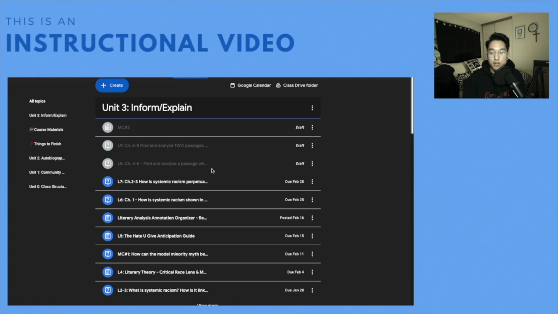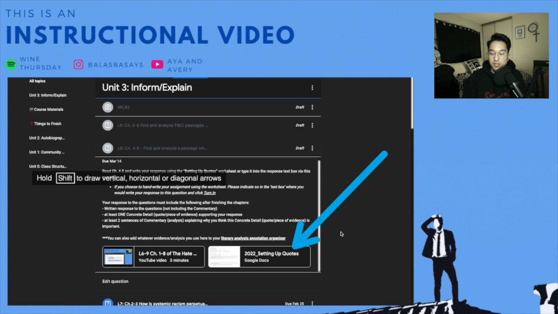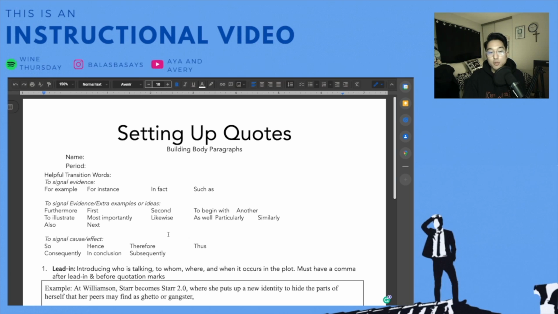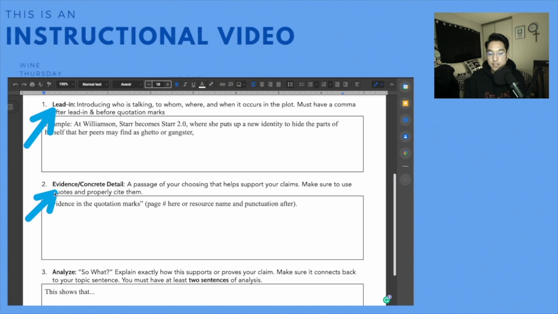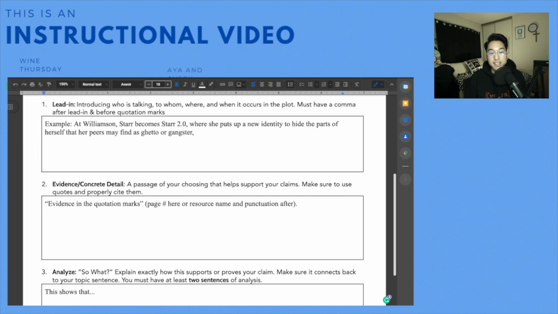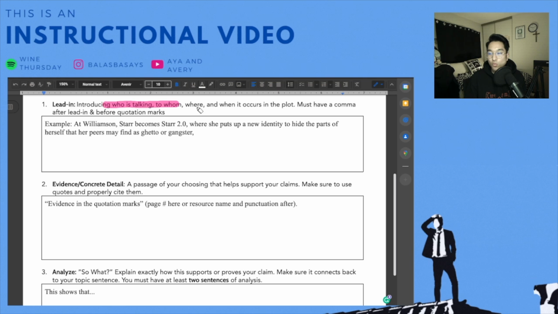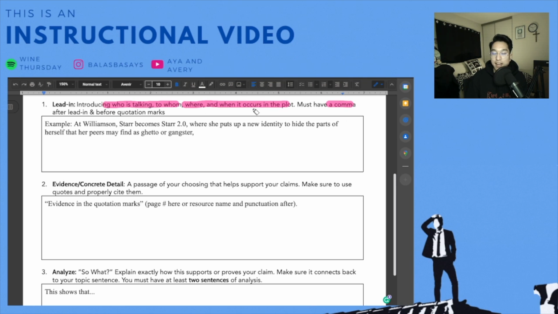If you find your way over to lesson 8, you're going to see this document right here, setting up quotes. Here are the 3 components of setting up your quote. First, we have your lead-in, then your evidence or concrete detail, and lastly, your commentary or analysis. First, a lead-in. A lead-in introduces who is talking to who, where, when it occurs in the plot, and it must have a comma after the lead-in before the quotation marks.